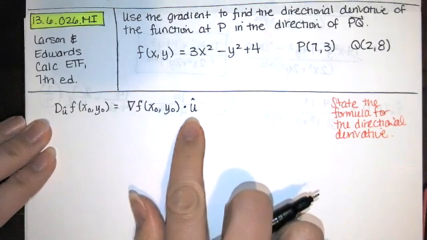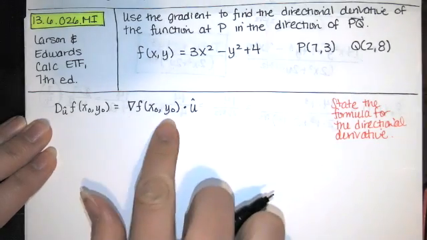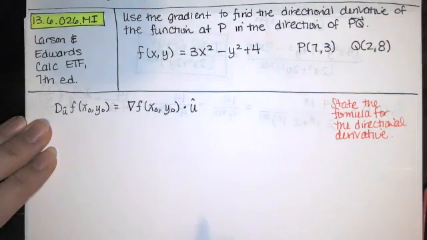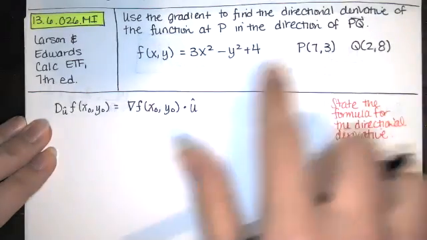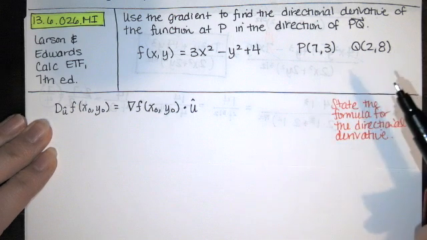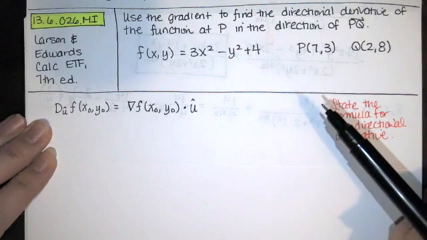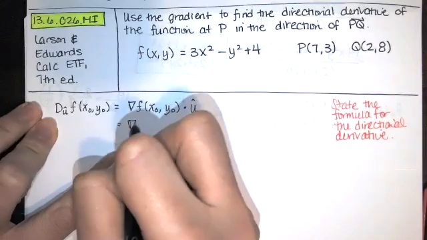So we've got to find the unit vector in this case. We have P and we have Q. That will allow us to find the vector PQ. We can make it a unit vector by dividing by the magnitude. We also need to find the gradient and evaluate it at the point P because we want the directional derivative at P. So we evaluate this at 7, 3 in this case. And then we'll dot them. And that's going to give us the slope of the surface in the direction from P to Q at the location x equals 7, y equals 3. So that's the plan.